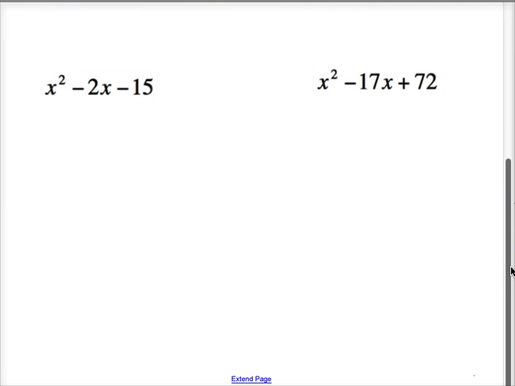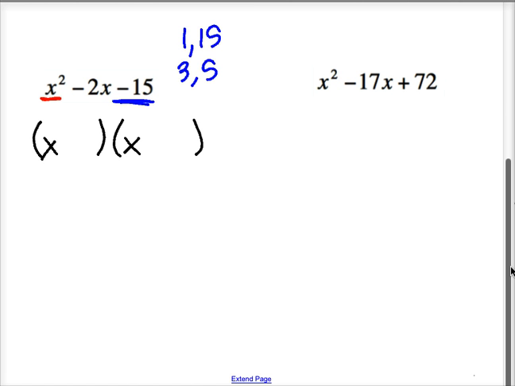All right, let's keep going. So first thing I'm going to do is set up my parentheses. As always, x squared is going to come from x and x. 15 comes from 1 and 15 or 3 and 5. This time we're more limited in our options. But again, I'm multiplying to a negative 15. So I need to realize I'm going to be looking for one to be negative and one to be positive. You always have to make sure you recognize that right away. That to multiply to a negative number, it means one positive, one negative.